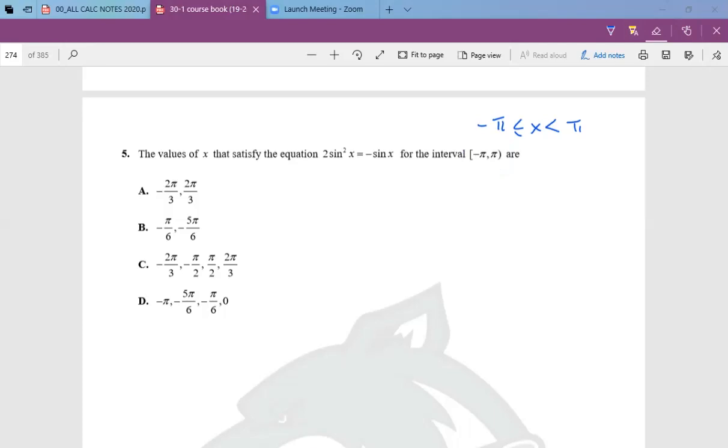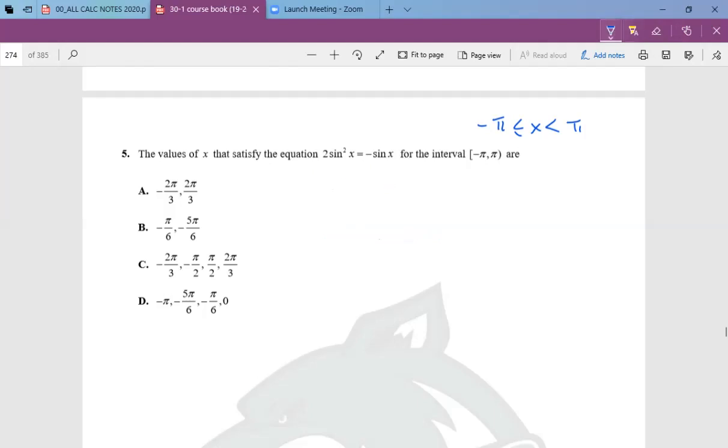All right, the first thing that jumps out at me about this, 2 sine squared x is equal to negative sine x. Do not do this. Resist the urge to divide both sides by sine x. You're thinking, that's going to make things easy. That's 2 sine x equals -1. Be careful about that. We can't treat it like that. We can't divide out potential solutions. That's essentially what's happening if you did that step.